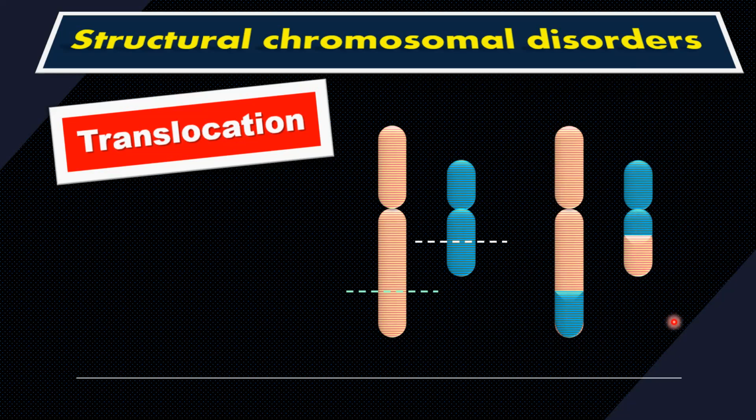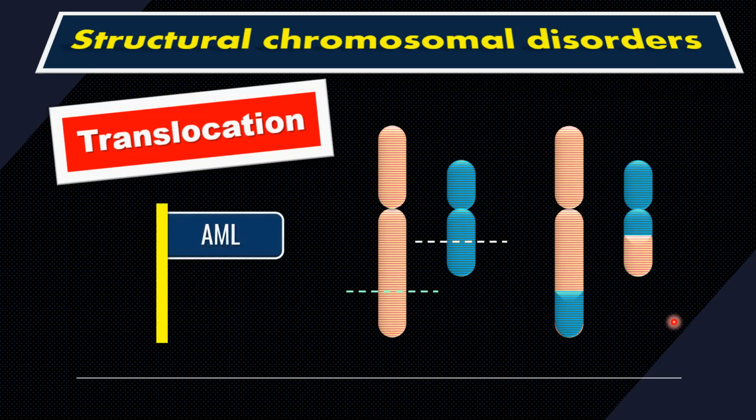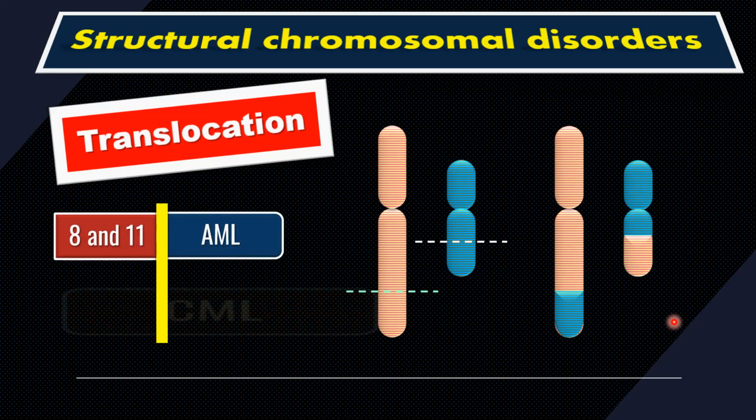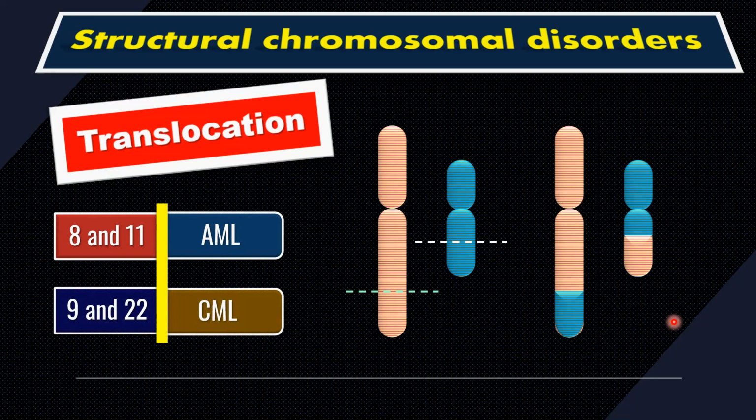Examples of translocation structural chromosomal disorders are acute myeloid leukemia, with switching of portions of chromosomes between chromosome 8 and chromosome 11. Similarly, chronic myeloid leukemia, where there is switching of parts of the chromosomes between chromosome 9 and chromosome 22. The translocation between chromosomes 9 and 22 can lead to lymphoma as well, along with chronic myeloid leukemia.